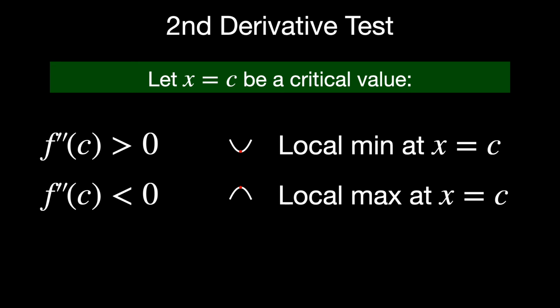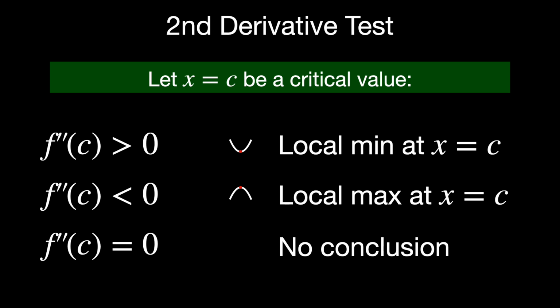Similarly, if we took the second derivative on a region and we knew that the second derivative was less than 0, that would indicate that the function was concave down. So if the second derivative at c is less than 0, we're on a region where the function is concave down, and that means we have a local maximum at x equals c.